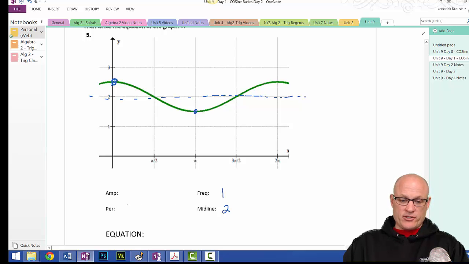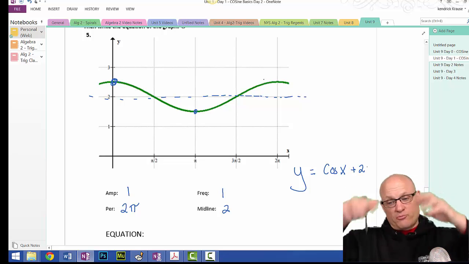My midline is 2. It finishes only one curve in 2 pi, so my frequency is 1. The period: it took 2 pi to finish an entire curve, and my amplitude is 1. So if I wanted to write this equation, it would be y equals, it went from maximum to maximum, so it's positive 1 cosine, finished one curve, so it's cosine x, but it moved up 2. So it's the normal cosine curve, just moved up 2.